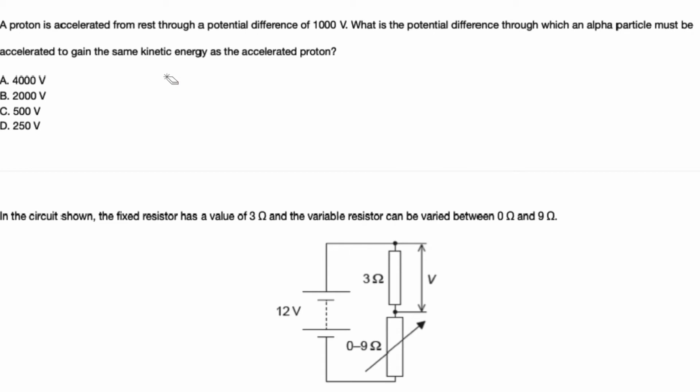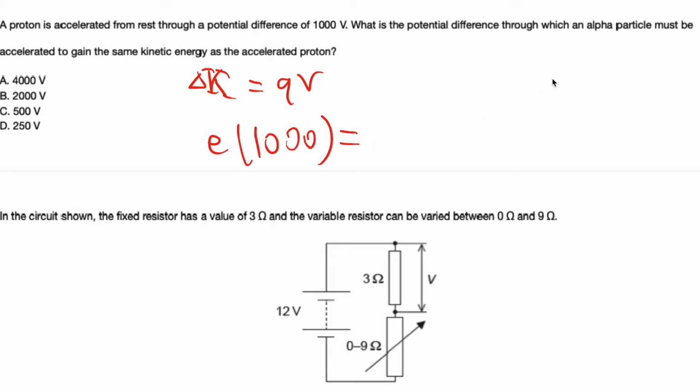So let's do this. The change in kinetic energy is going to be equal to charge times potential difference. So the proton has a charge of E, and the potential difference is going to be equal to 1000. The charge of an alpha particle is going to be equal to 2E. Right? If an electron has a charge of 1, an alpha particle has a charge of positive 2. So I'm just going to use a symbol V to represent the potential difference.